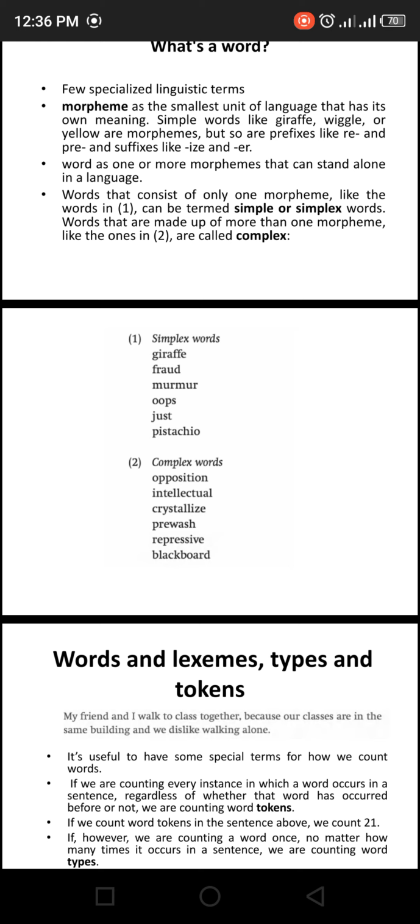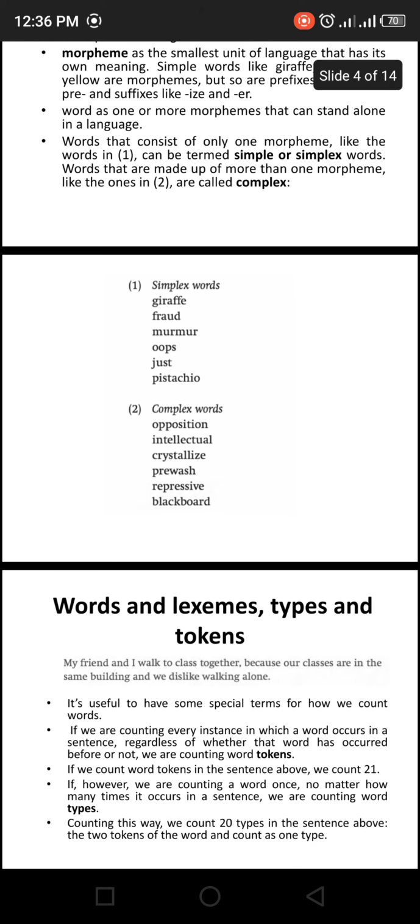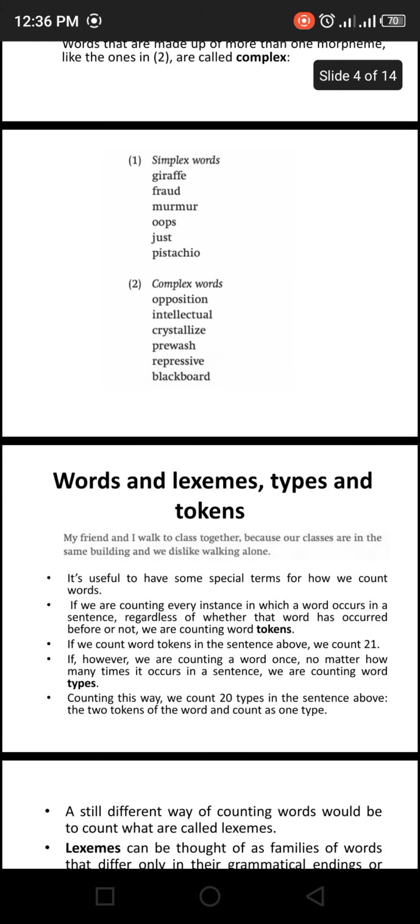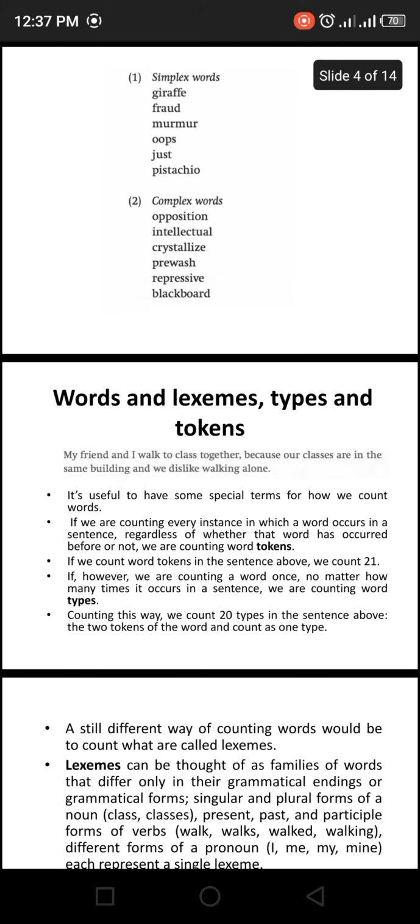Words that consist of only one morpheme are called simple or simplex, like beauty and health. Words that are made up of more than one morpheme are called complex, like unhealthy, unqualified, rethink, etc. Here are a few examples of simplex words and complex words.